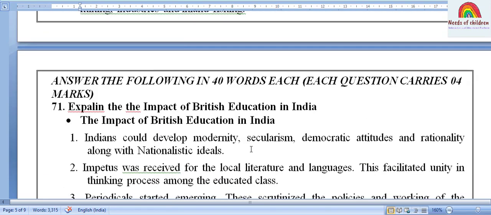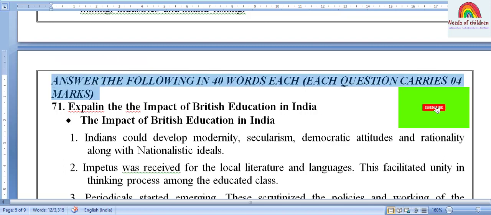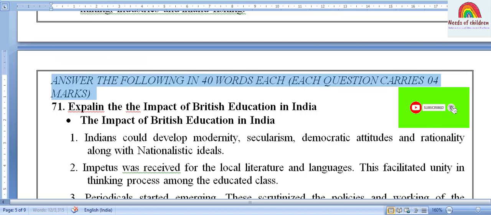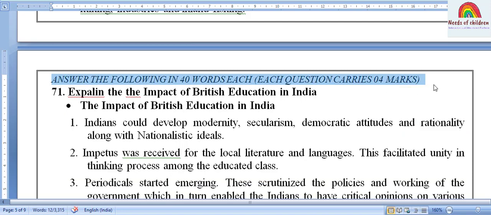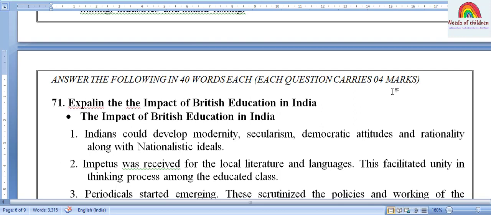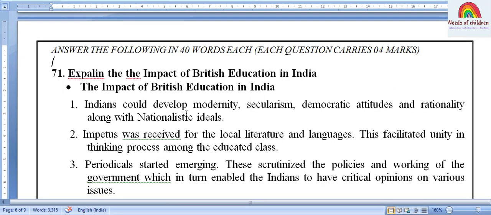So these are the total 3 marks, 20 questions and answers. So let's move on to the next question. That is the 4 marks question, which has to be written in 40 words. There are 40 words total, 10 questions. Among those, let's come to question number 71.